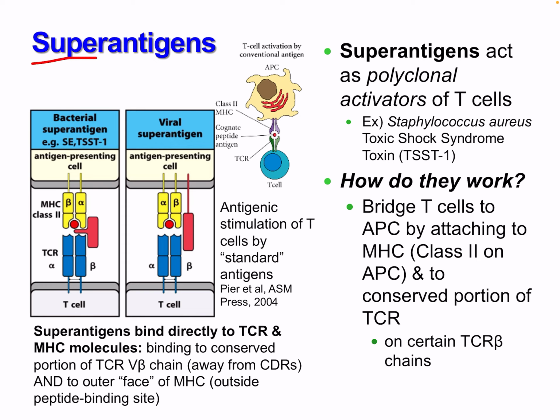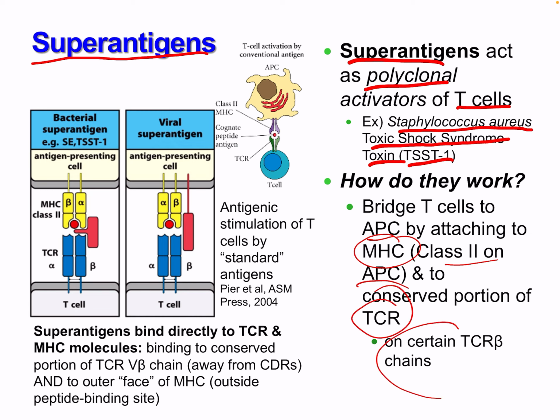There's also something called superantigens. Superantigens act as polyclonal activators of T cells. Examples of superantigens include Staphylococcus aureus toxic shock syndrome toxin, or TSST-1. Superantigens work because they bridge T cells to antigen-presenting cells by attaching to the MHC class 2 on antigen-presenting cells and to conserved portions on the T cell receptor. And these are on certain T cell beta receptor chains.